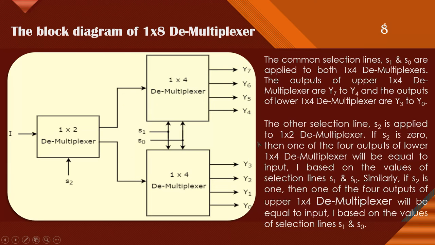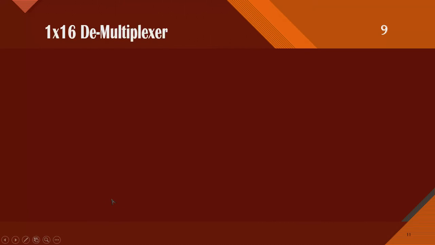Now the other selection line S2 is applied to the 1 into 2 demultiplexer. If S2 is 0, then one of the 4 outputs of the lower 1 into 4 demultiplexer will be equal to input I based on the values of the selection lines S1 and S0. Similarly, if S2 is 1, then one of the 4 outputs of the upper 1 into 4 demultiplexer will be equal to input I based on the values of the selection lines S1 and S0. So this is clear from here.